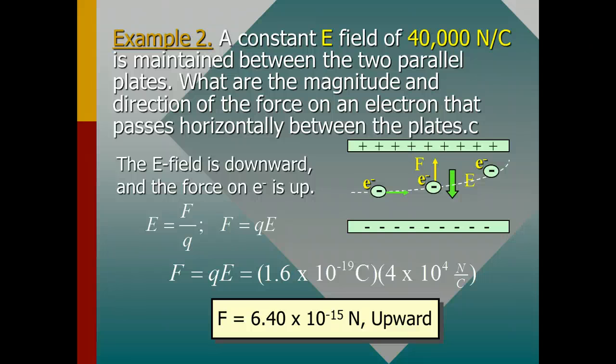Now keep in mind, we could have used a negative sign here, and the negative sign would have just told us that the electric force pointed in the opposite direction of our electric field. In this case, our electric field goes down, so our electric force goes up.